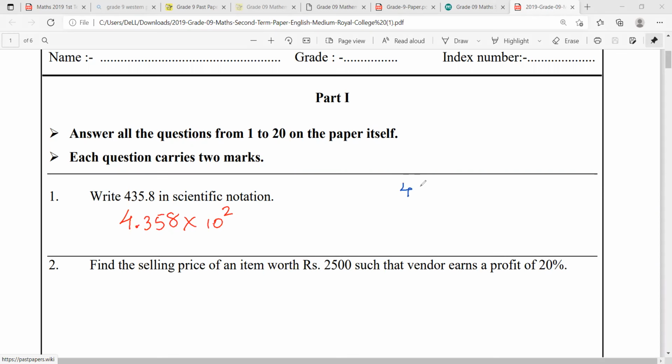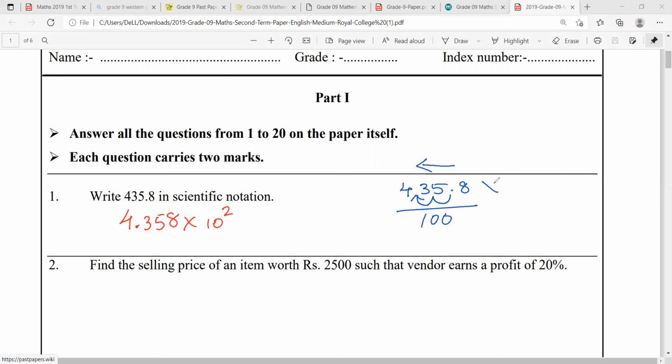So you have 435.8. When you have to write in scientific notation, you have to take this decimal point to this place, so it should be 4.358. So you take this decimal point to this side by 2 places. Therefore, you have to actually divide by 100.